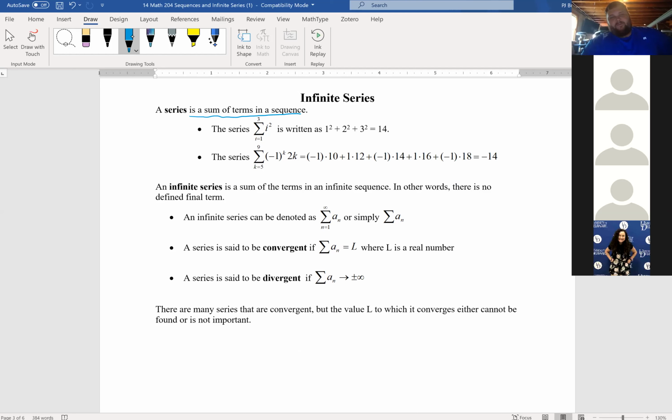So for instance, this first bullet here says the sum from 1 to 3 of i squared. So the sequence is i squared. Right, so you might write something like a sub i equals i squared. Which means any term here is just the number that you plug in for i squared. Well, the series is a sum of those terms. So we have 1 squared plus 2 squared plus 3 squared. And that's because our sum ran from 1 to 3.